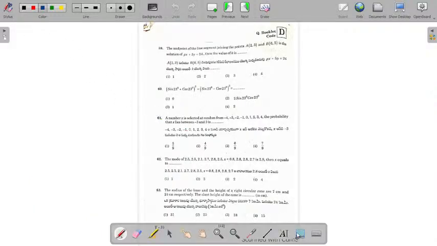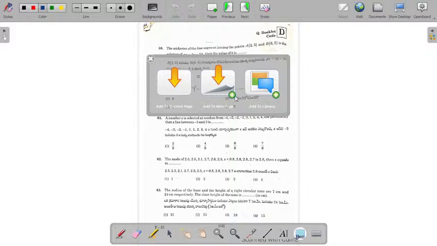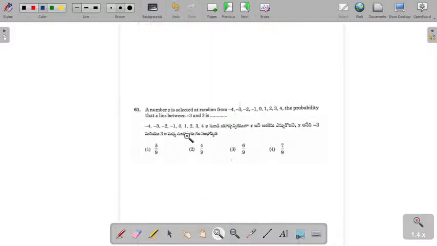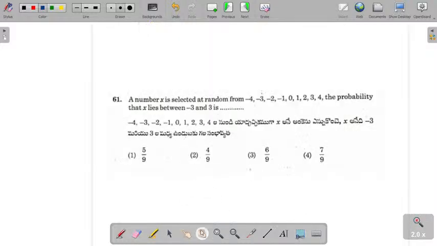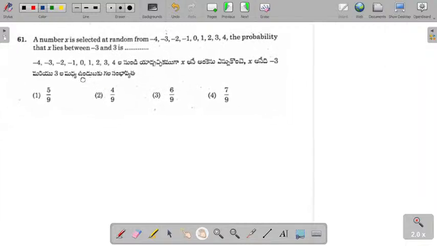61st question. This is a very interesting question. This is also very important for your EAMCET examination also. This question is from the probability chapter. Is it visible? Yes or no? You need to chart. Is it visible? Yes or no? You need to chart. Try to solve this question.